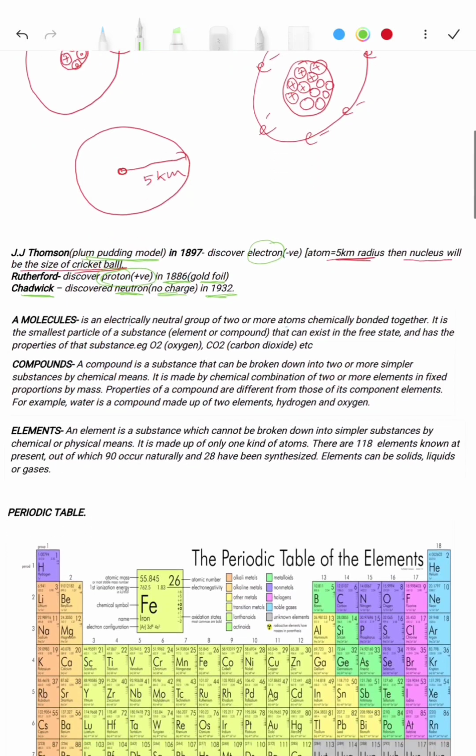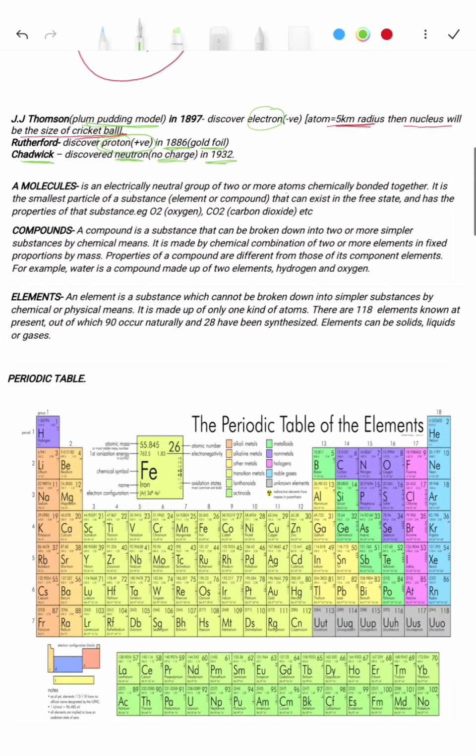Now we will go to molecules. A molecule is an electrically neutral group of two or more atoms chemically bonded together. Examples are oxygen and carbon dioxide. Then a compound is a substance that can be broken down into two or more simpler substances by chemical means. And the example is water, which is made up of two elements, hydrogen and oxygen.